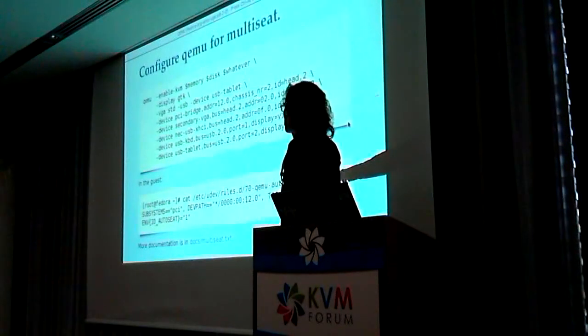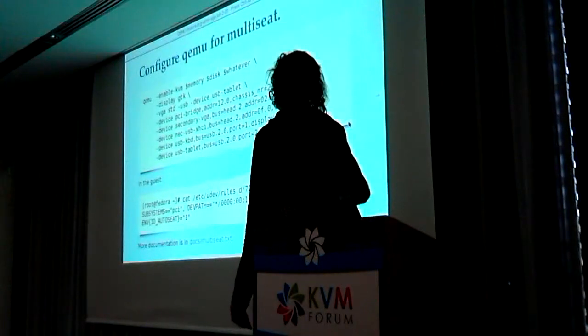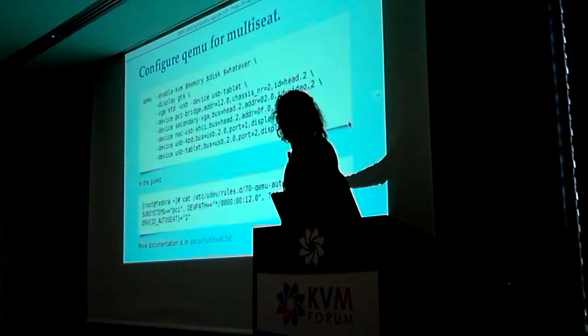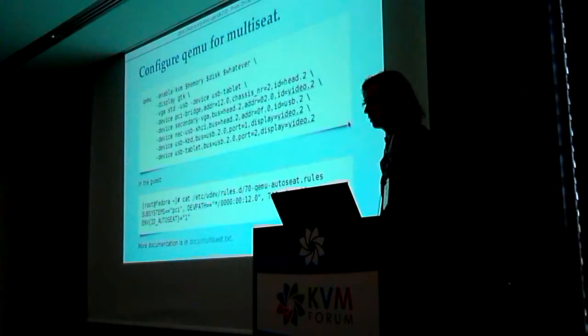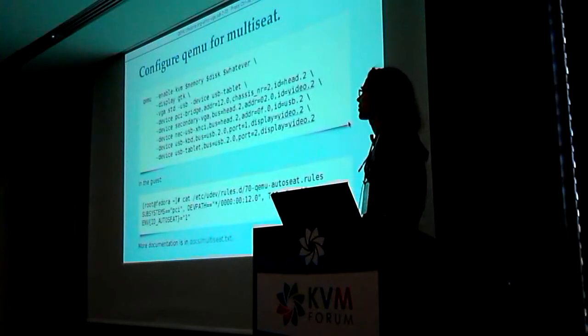And then it's on the guest side just a single udev rule to teach systemd that you want to have a new seat created from those devices below this PCI bridge. And then you will get a GDM login screen on both graphics cards.